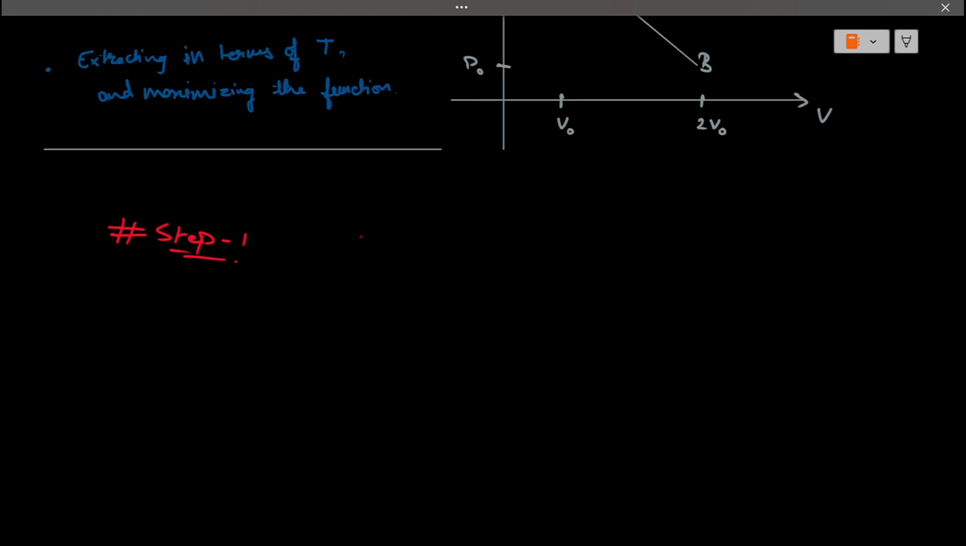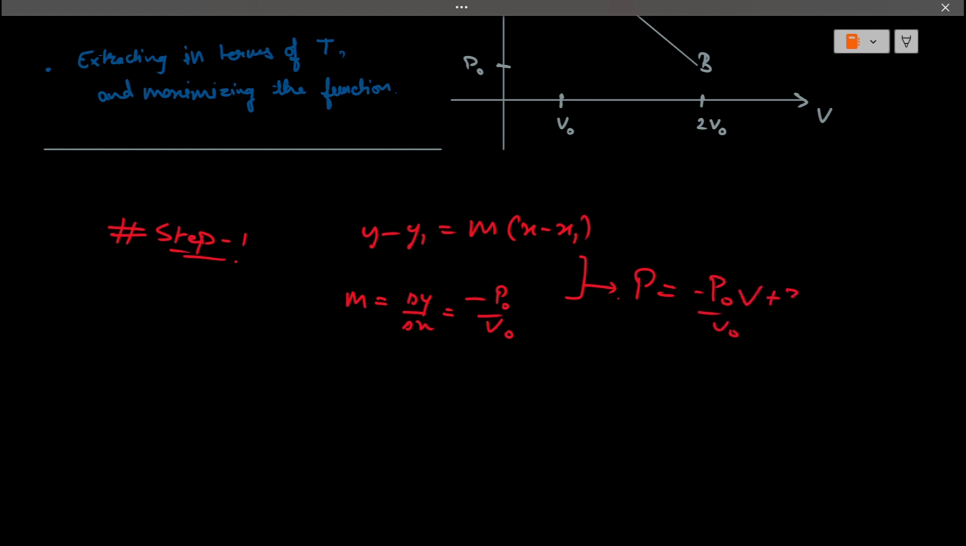Now for the very first step, we know that the general equation for a linear curve is y minus y1 equals m times x minus x1, where m is the slope of the curve. In this case, we know that the slope, del y by del x, is minus p naught over v naught. It is a decreasing function. The final equation in terms of pressure and volume comes out to be p equals minus p naught by v naught times v plus 3p naught. This is the final equation for the curve.